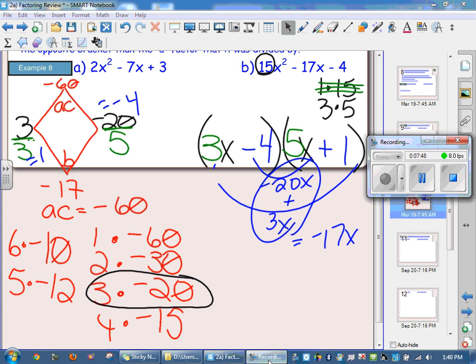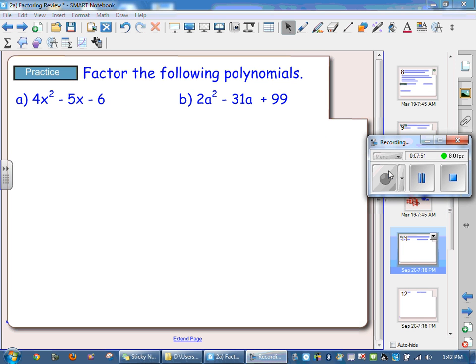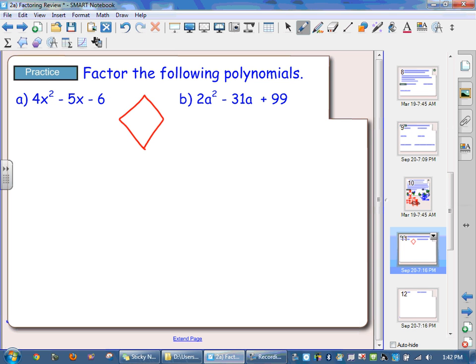Here's a couple more. The first one, let's take a look. On my diamond, my A times my C gives me a negative 24, negative 6 times 4. And my B number is a negative 5. So now I need to factor negative 24. What multiplies to negative 24?